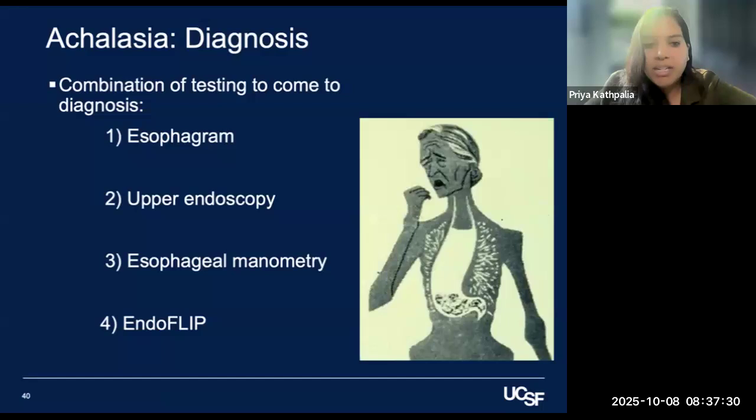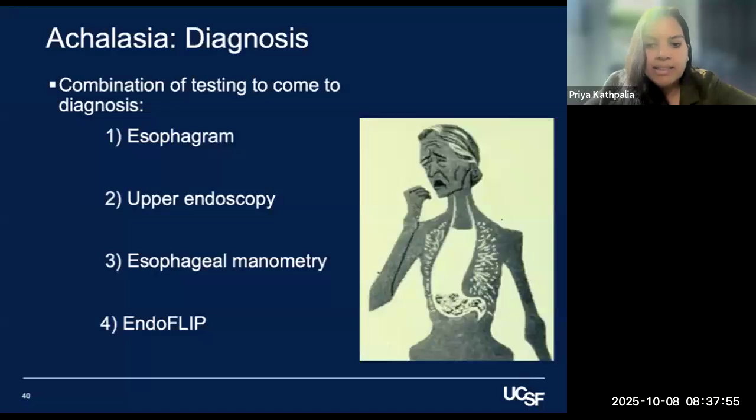Achalasia requires a combination of testing to come to the diagnosis. And esophagram tends to be performed by a primary care provider even before referring the patient to our clinics. But if it's not done, sometimes we might perform it side by side with manometry to confirm the findings. Or if manometry is not as clear cut, then we might use an esophagram with a barium tablet in that setting.